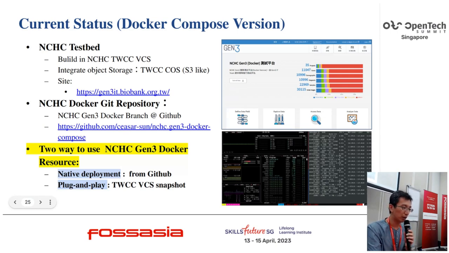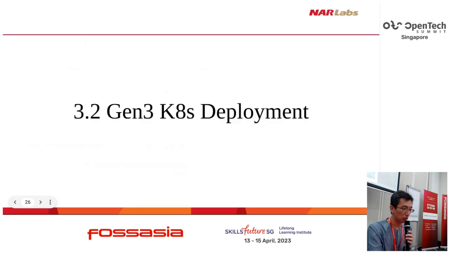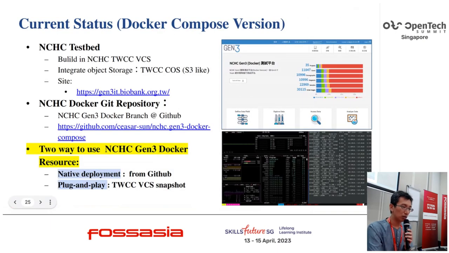There are two ways to use the NCHC Gen3 Docker resource. The first one is you can use the native deployment from GitHub. The second one, you can use the plugin to create something very similar to service on demand by using the TWCC snapshot. So that is the Docker Compose version we made for the Gen3 enhancement.